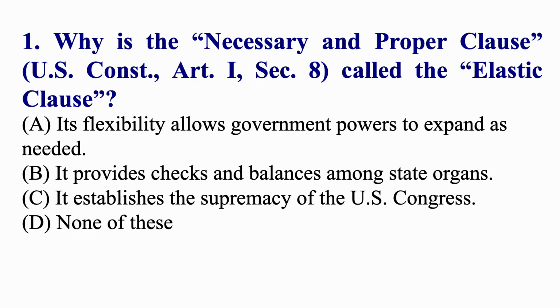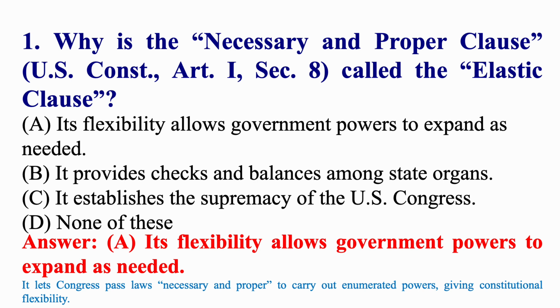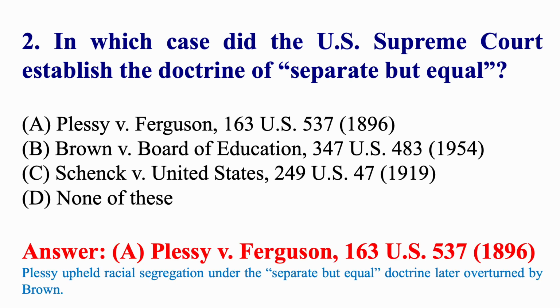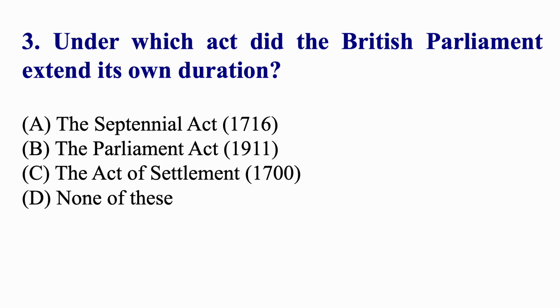Why is the necessary and proper clause in US Constitution Article 1 Section 8 called the elastic clause? Its flexibility allows government powers to expand as needed. In which case did the US Supreme Court establish the doctrine of separate but equal? Plessy versus Ferguson, 163 US 537, 1896.